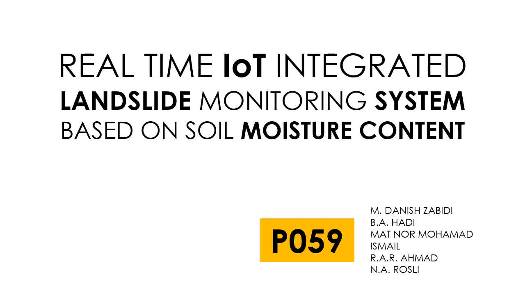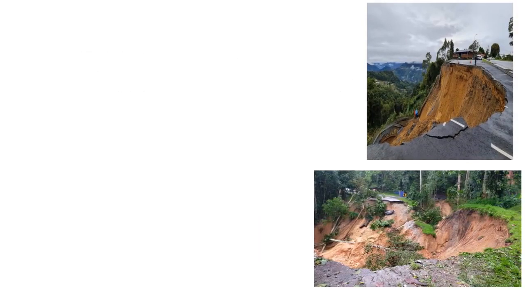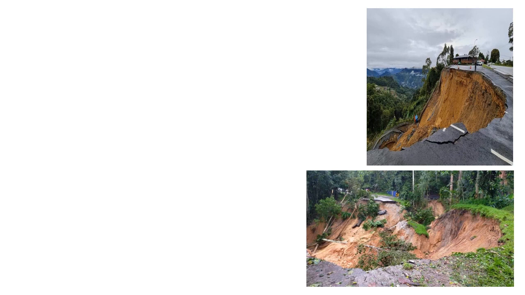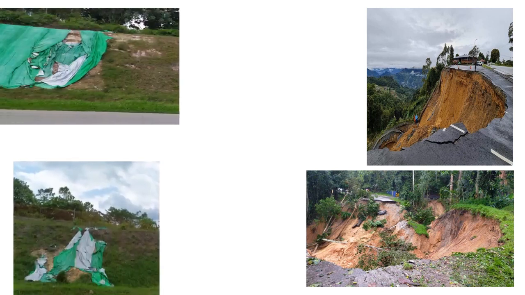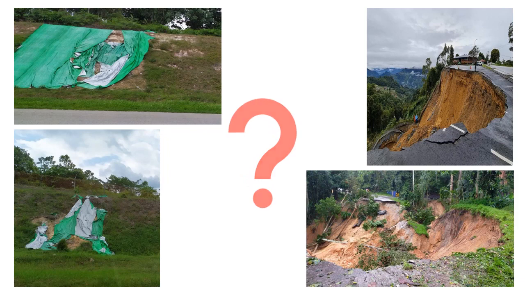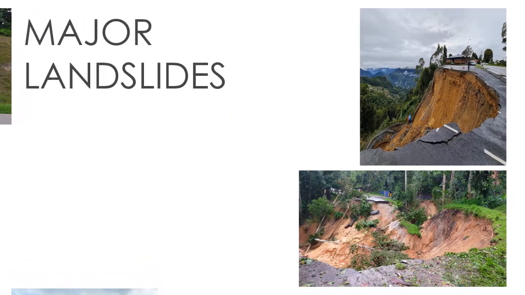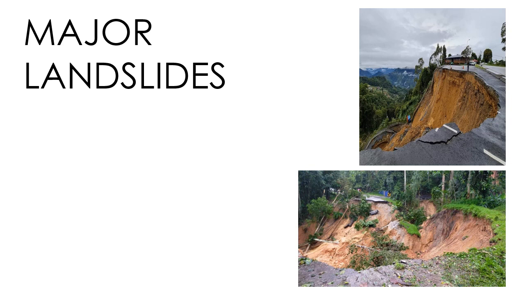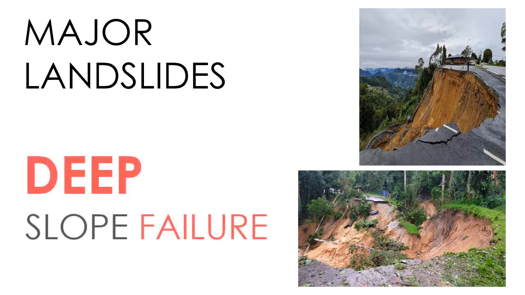Before we go to the product, allow me to ask a question to viewers. Which of these photos are photo of landslide? If you answer the two on the right, you are correct. These are major landslides. In geotechnical term, we call it deep slope failure.